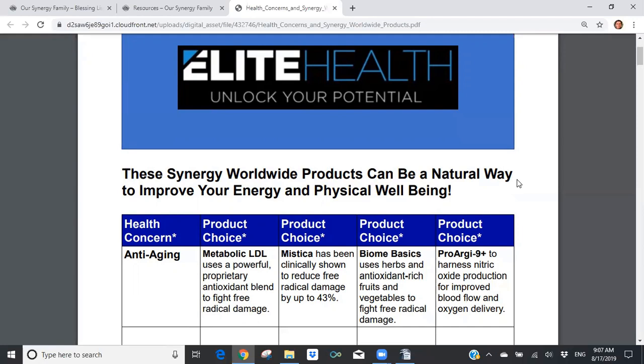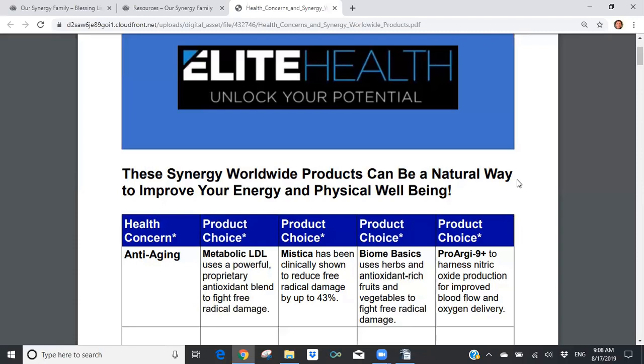The next product of choice would be Mystica, clinically proven to reduce free radical damage by up to 43%. This product, Mystica, is one of the products that I use, as well as Metabolic LDL. I use both of those products on a daily basis. I use Mystica twice a day, 1 shot glass in my morning shake, and then typically in the evening after dinner, I do a shot glass with 2 Metabolic LDL. Very powerful antioxidant program after my dinner meal to, again, help me from an anti-aging standpoint, as well as an antioxidant standpoint, as well as help me with allergies.